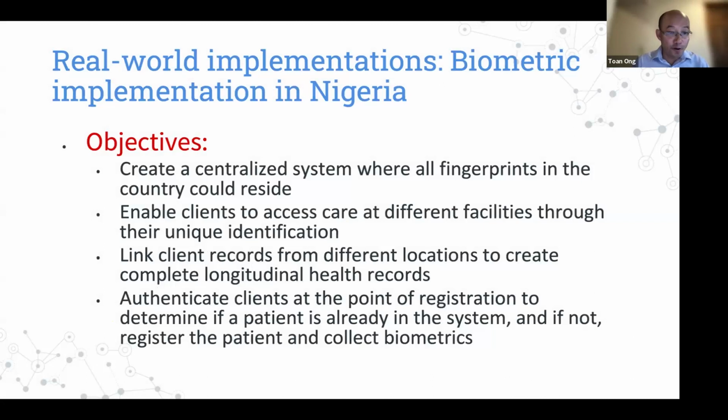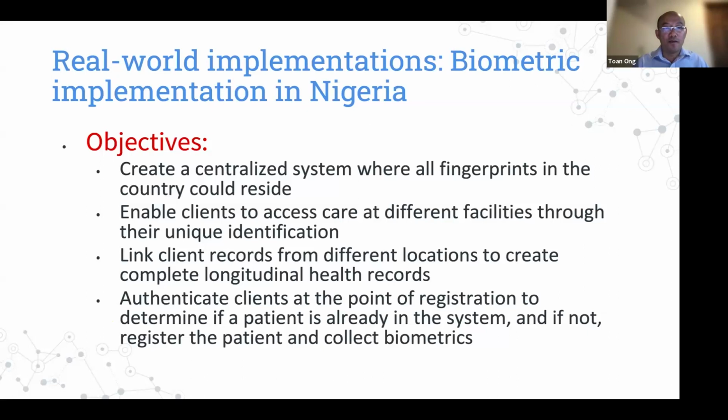In the case of Nigeria, their plan is to create a centralized system where they can collect and store the fingerprints of the majority of the population, and then use that infrastructure to support patient registration, as well as creating longitudinal health records in the country.